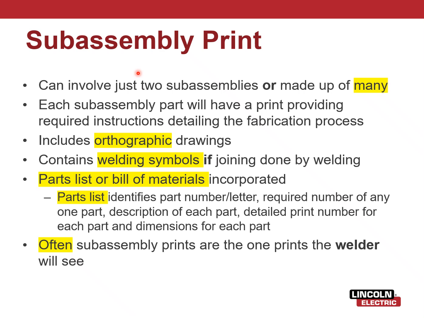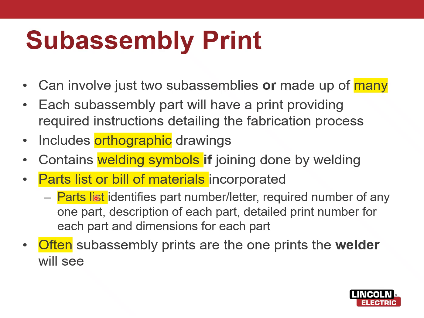In a sub-assembly print, this can involve just 2 sub-assemblies or be made up of many. Okay, so this can be multiple sub-assemblies into one sub-assembly. It gets a little confusing, but we'll go over some examples. So each sub-assembly part will have a print providing required instructions detailing the fabrication process. This will include orthographic drawings, right, your multi-view. This will contain welding symbols if you're going to be welding. This will have the part list or bill of materials. Okay, part list, not your cut list.